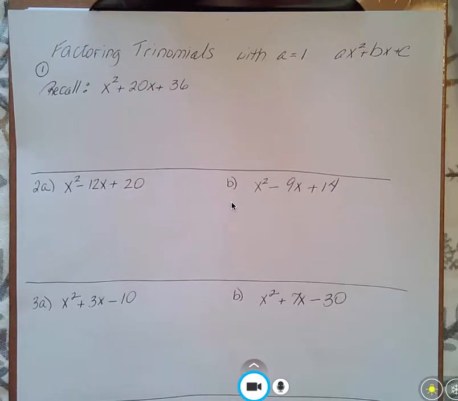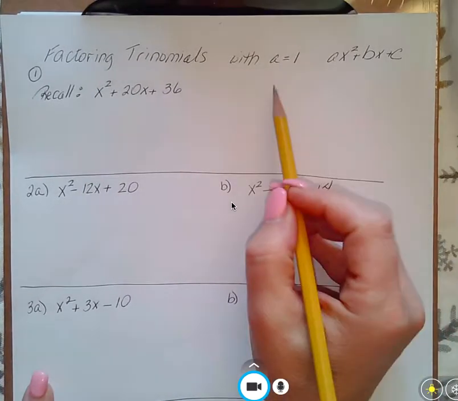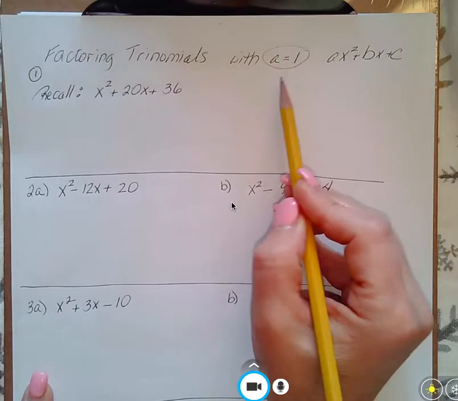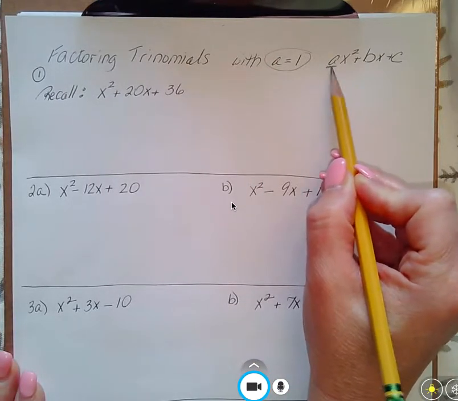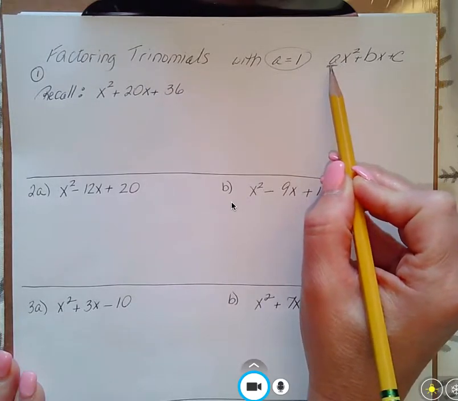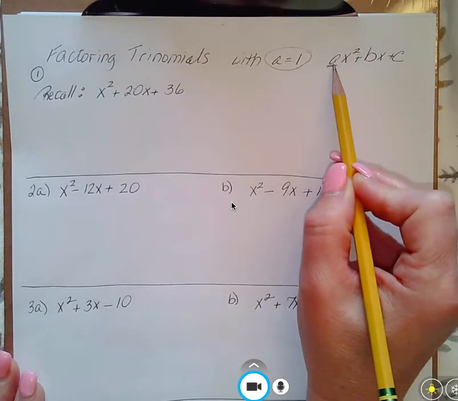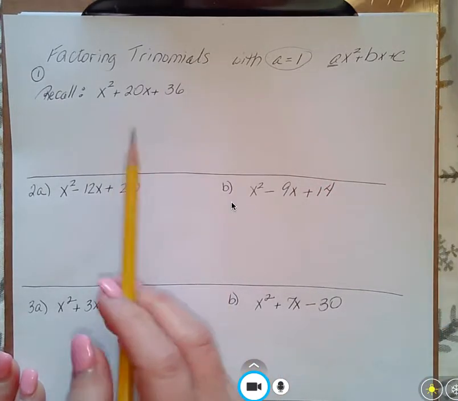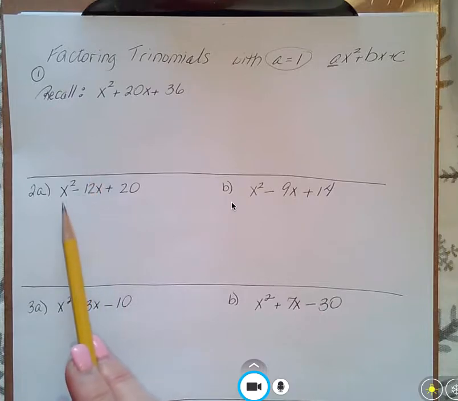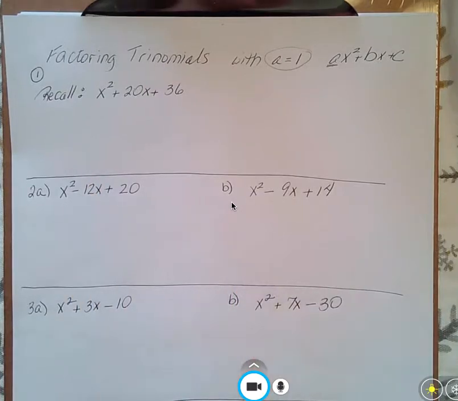So let's remember these trinomials that we are factoring. We're saying a equals 1, and every time we say that, that means the leading coefficient for your quadratic term, the x squared, is going to be 1, or essentially there's going to be no coefficient there, no number. So at a quick glance we can look at all of these that we're about to factor, and we see they all just start with x squared.